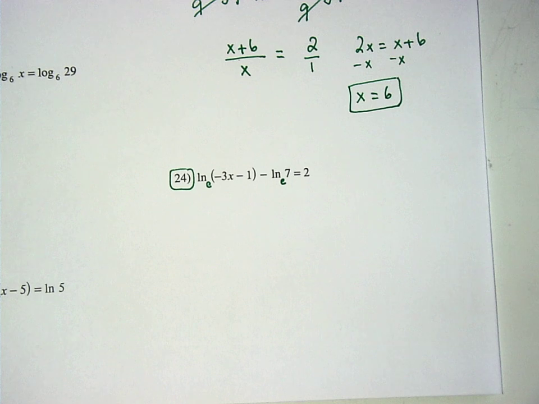I think we all just need to do it. You want me to do this one? Yeah. Okay. What did you guys get? Negative 5. You guys got negative 5? Yeah. And you got negative 5 too?